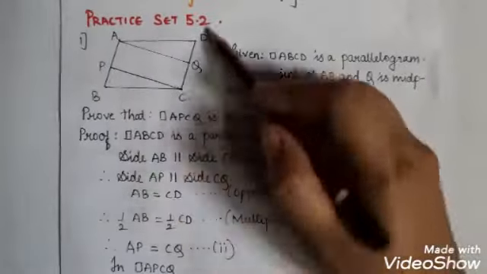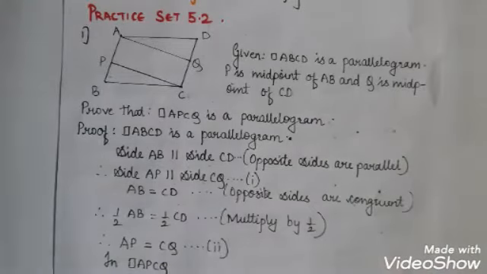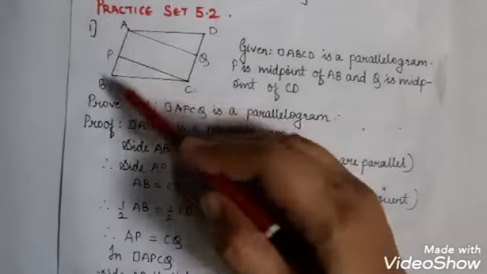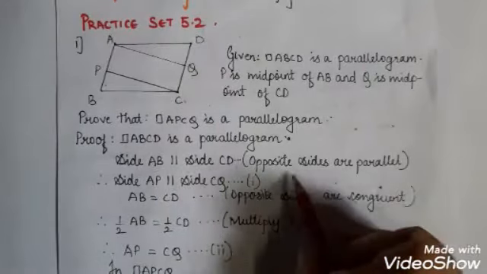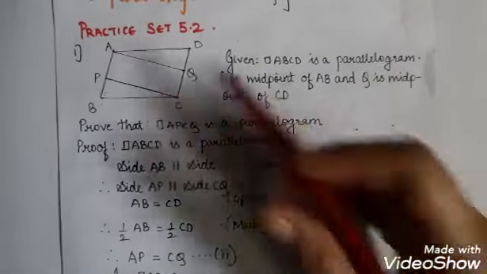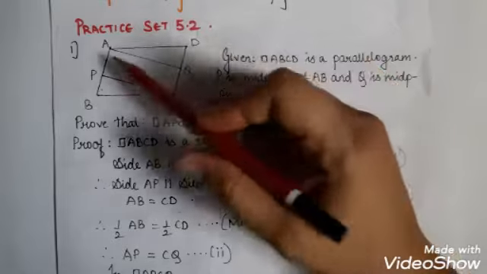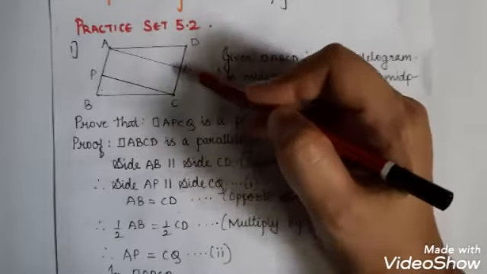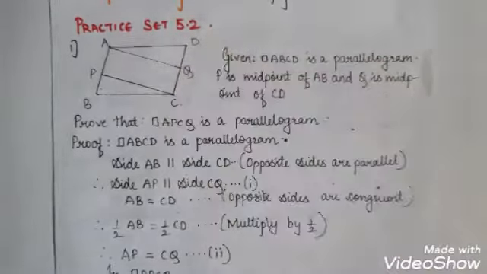They have given ABCD is a parallelogram. Since ABCD is a parallelogram, I can say that AB is parallel to CD, as opposite sides of a parallelogram are parallel. So if AB is parallel to CD, then AP is also parallel to CQ, right? Because AP and CQ lie on AB and CD. So AP is parallel to CQ. That is equation 1.